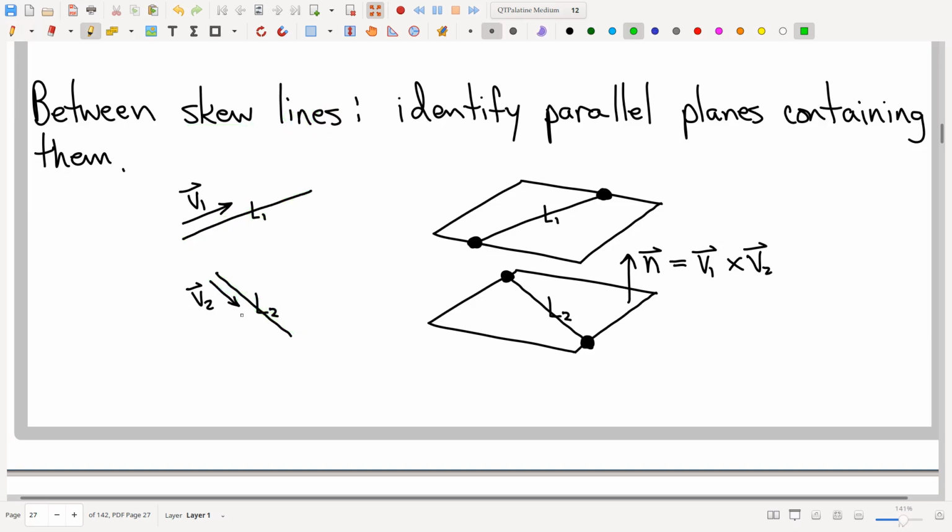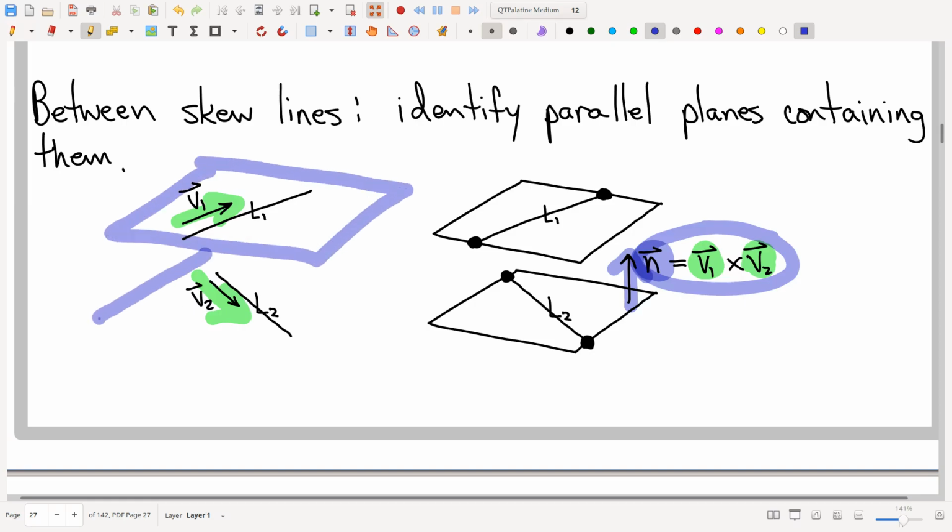When you have that, if you think about it, these two vectors, you can take their cross product. Their cross product will point in a direction that's perpendicular to both. And if you use that as a normal vector, then I claim that you can make parallel planes. Right? Parallel planes that contain these two lines.